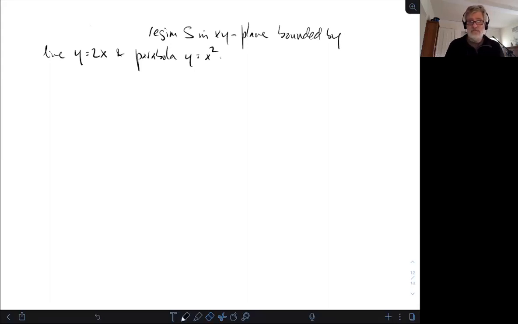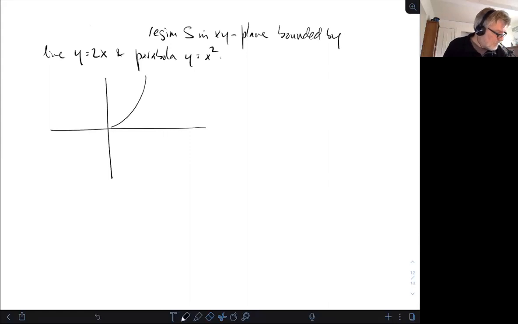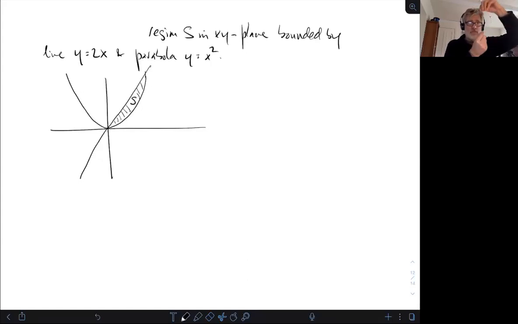Okay, so this is S. So let's take a look in the plane, what it looks like. So I've got y equals x squared, and I've got y equals 2x, which looks something like that, right? So that's S right there. Is it type 1? It looks type 1, right? So how do you check if something is type 1? Look at vertical slices. Are the bottom and top points lying on the graphs of two functions? Yes, right? So it's type 1, clearly.